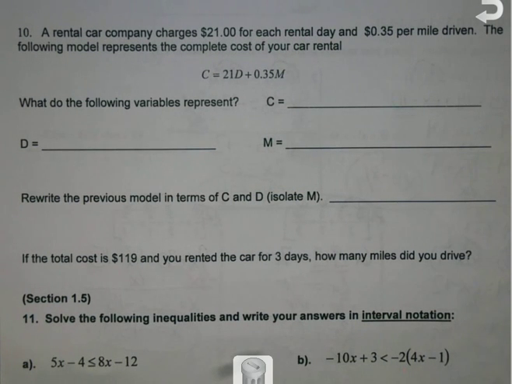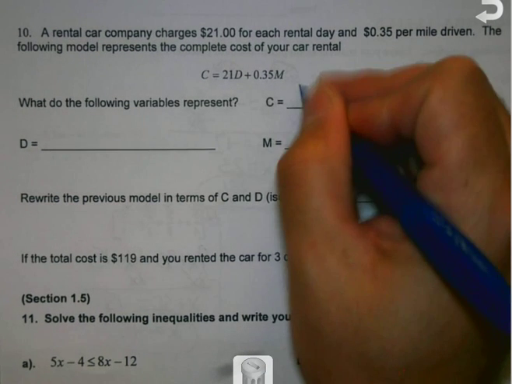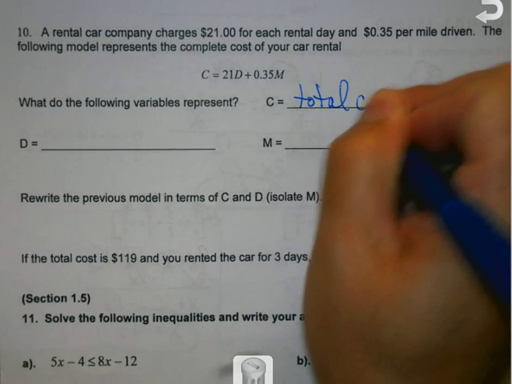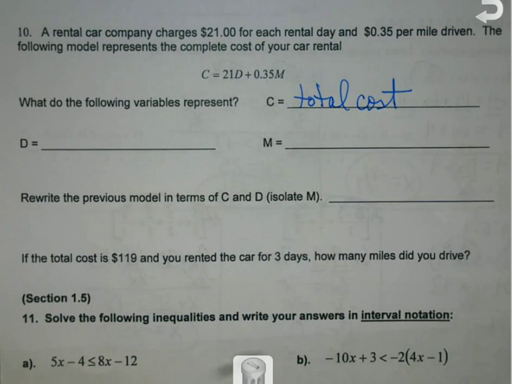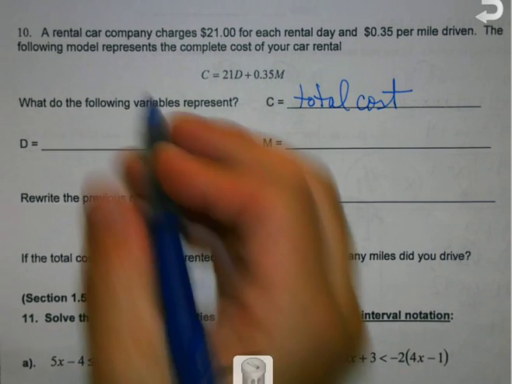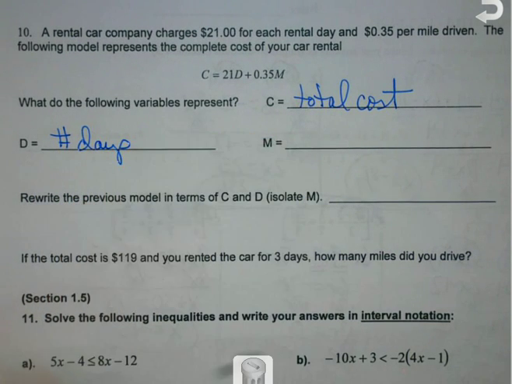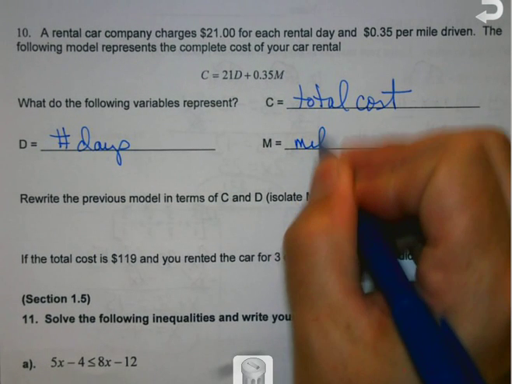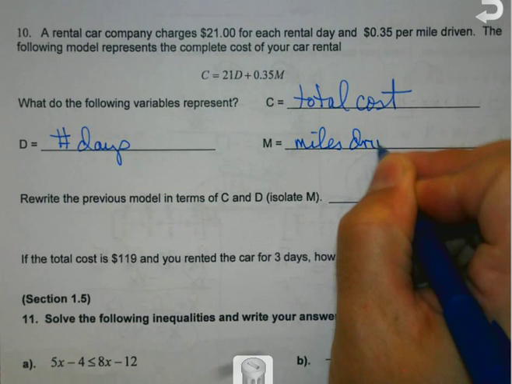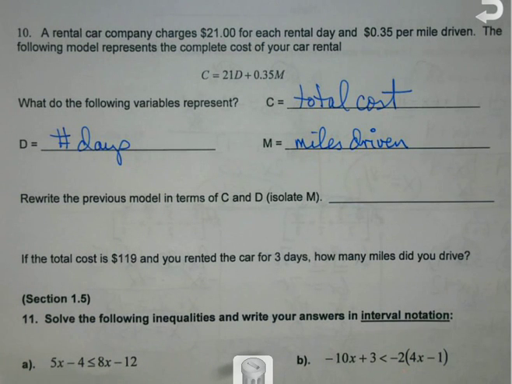Okay, so what's the C stand for? Total cost, complete cost, any of those things are fine. What about D? Per day. Okay, per day, number of days, again, all good. And our M. Miles driven, couldn't say it any better. Okay, again, it's just understanding the verbal part of what the different variables stand for.